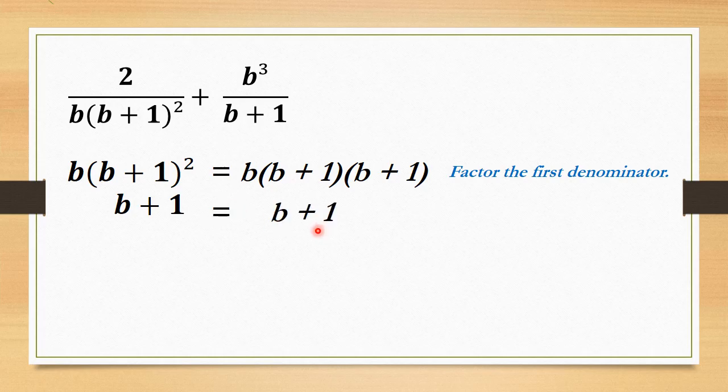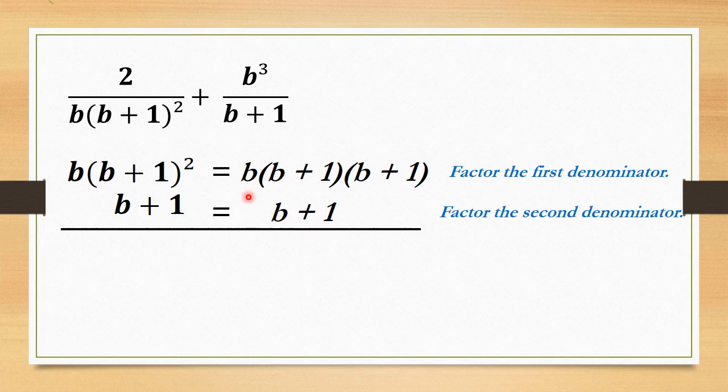So, let us consider all the factors and the common factor as 1. So, we have b times b plus 1 times b plus 1. So, why only one b plus 1 from the second denominator? Because it is a common factor, so we write it as one factor, then times b plus 1. So, this is the LCD of b times b plus 1 squared and b plus 1. So, b times b plus 1 times b plus 1.